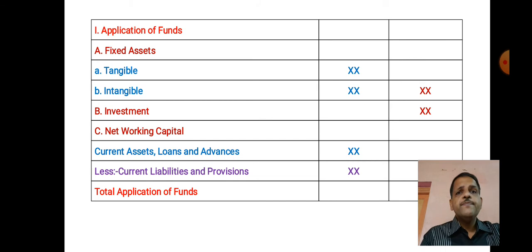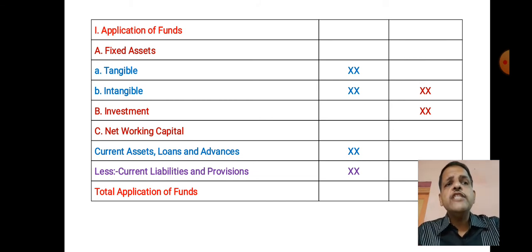Now friends, these current assets, loans and advances we consider when we use the term current asset. Which are the current assets? Stock, cash, bank balance, debtors, bills receivable, all these are current assets. When we say current liability, what does it include? It includes items like creditors, bills payable, outstanding expense, income received in advance, bank overdraft. They all are current liabilities.